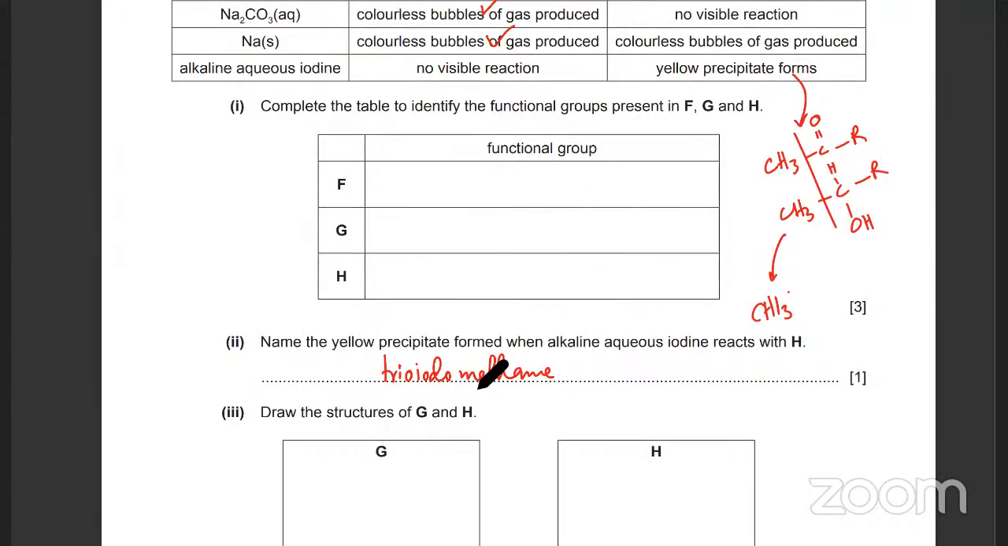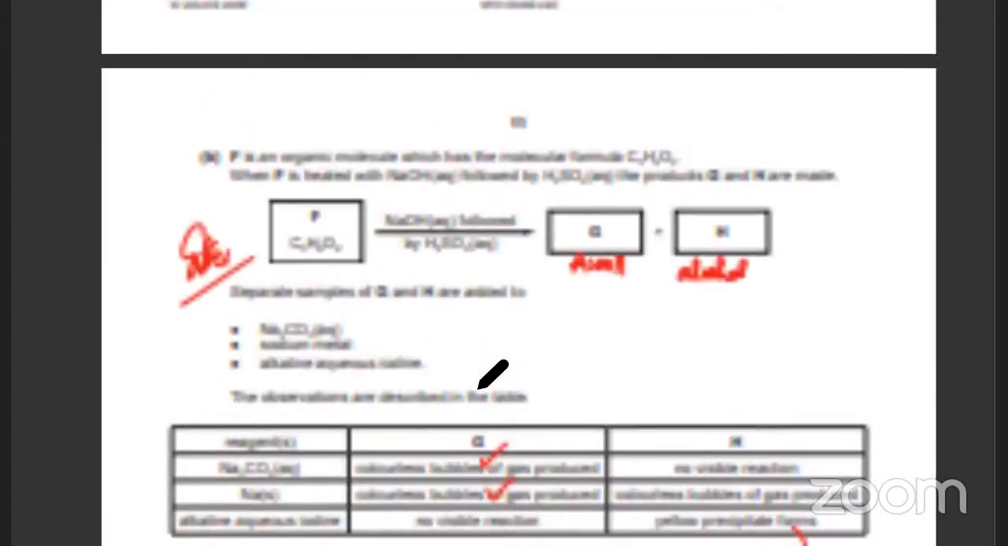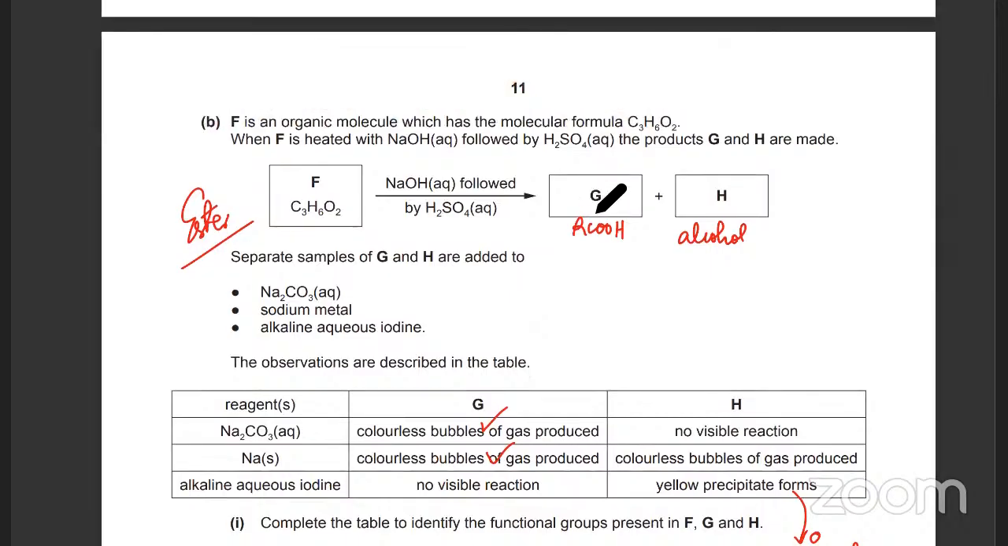That's the next one. You've got draw the structures of G and H. You already figured out this one is a carboxylic acid. This is an alcohol. But the alcohol is going to be the one which gives a positive test with triiodomethane. Now this thing has only 3 carbon atoms. So if this were to give an iodoform test positive result, it's got to be an alcohol with 2 carbon atoms.